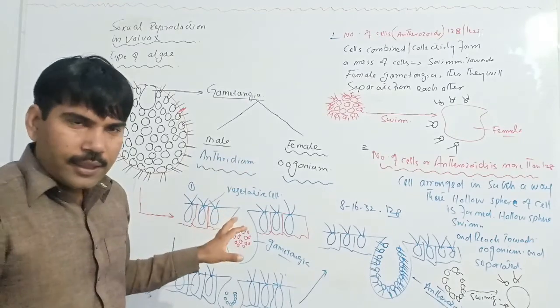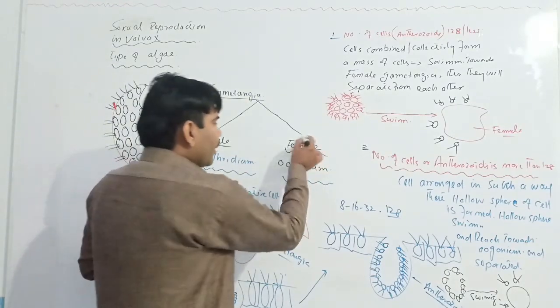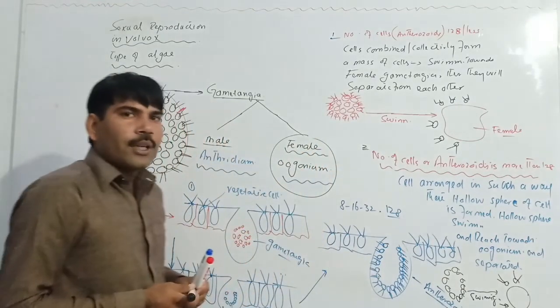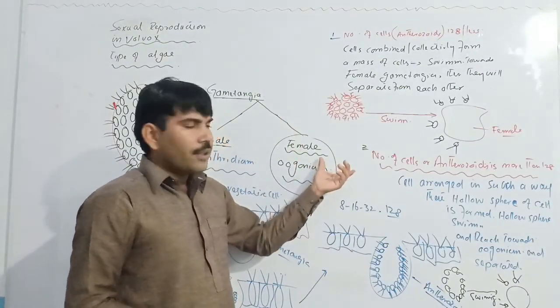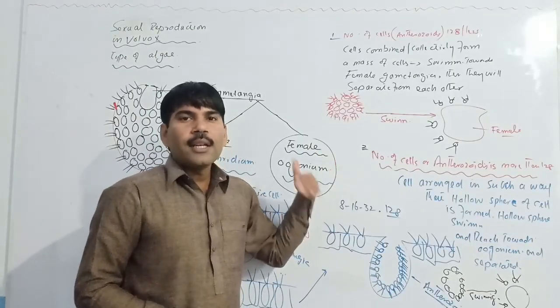In the next lecture, we will study the female part, which is known as oogonium. How the reproduction or fertilization takes place will also be discussed in the next lecture.